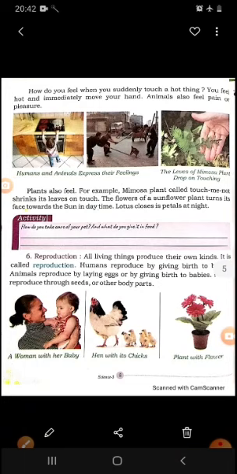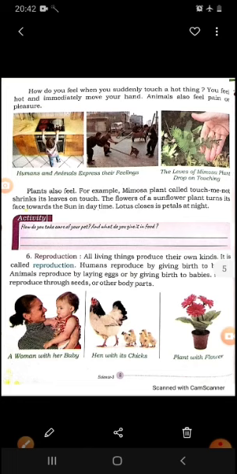Our next characteristic is growth. So, we find growth in both plants and animals. Like you have grown from a baby to a boy, to a smart little boy or a girl. Similarly, animals also grow from baby to an adult, and a plant also grows from a seed to a big tree. Then the next characteristic that we have is breathing.